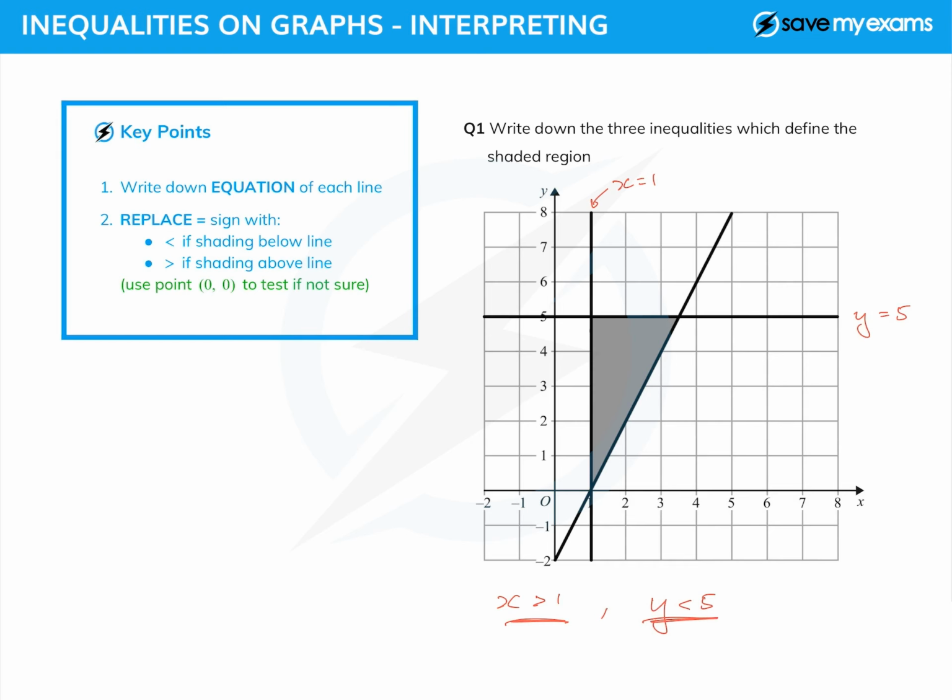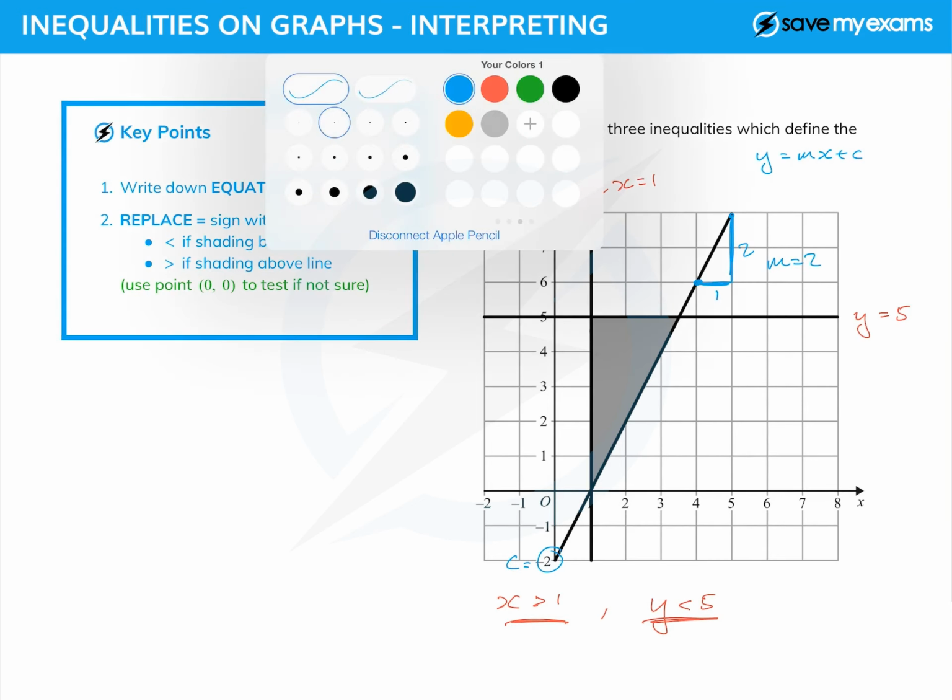Now what about this other line, the third line, this one that goes up here? Well, we know that our general equation of a line is y equals mx plus c, where m is the gradient and c is the y-intercept. As I say, have a look at the other tutorials if you're not sure about that. Well, the y-intercept is down here at -2, and the gradient is, for every 1 you go across, how many do you go up? Well, I go 2 up, and that's the same all the way along the line. So the gradient is 2 and the y-intercept is -2.